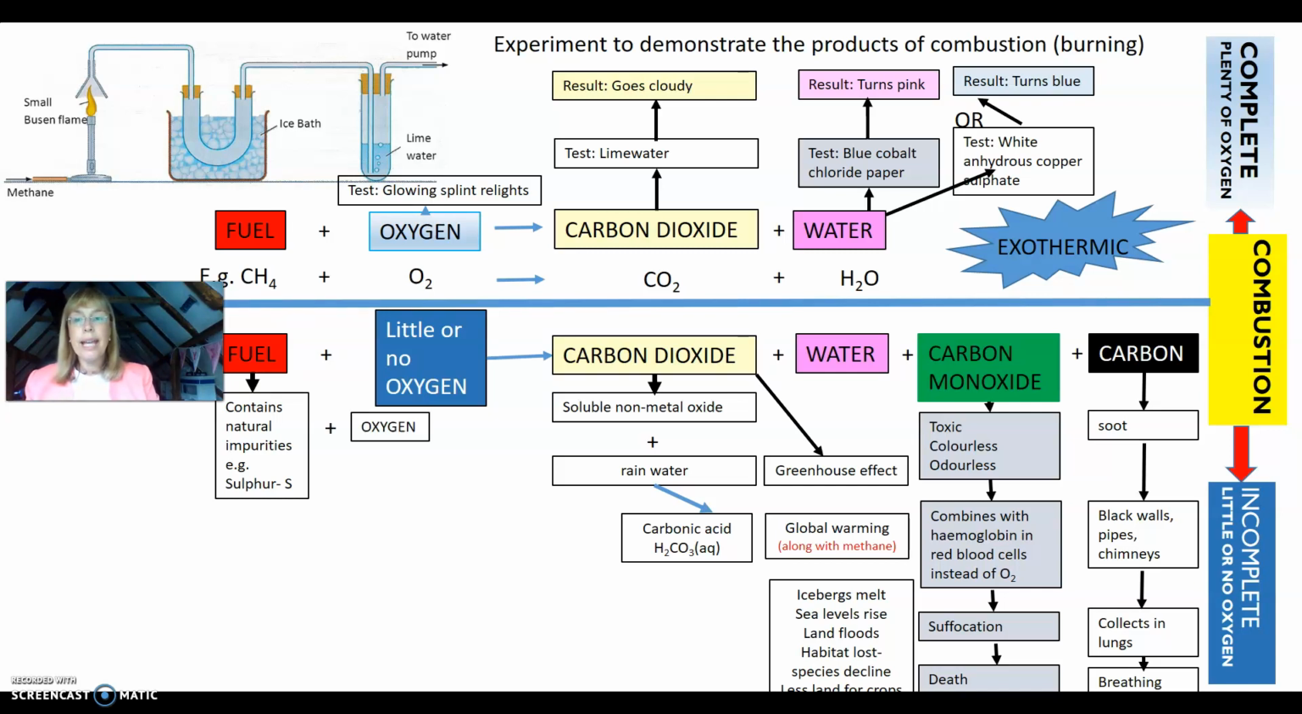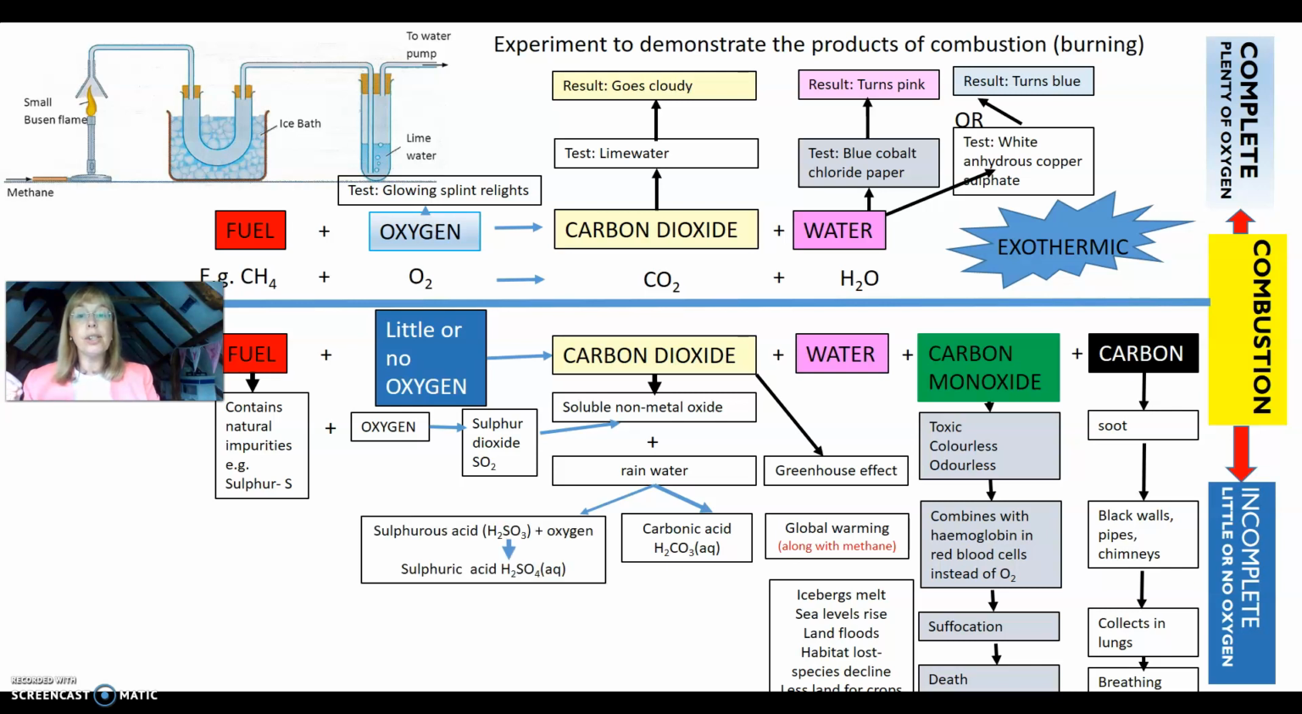Now, we know that very often fuels have naturally occurring impurities inside them, like sulfur. And we know that if sulfur in the fuel reacts with oxygen, again an oxidation reaction because oxygen's being added, it forms sulfur dioxide, another soluble non-metal oxide. And this time, when sulfur dioxide reacts with rainwater, it produces sulfurous acid, H2SO3, and that continues to react with oxygen, and it forms sulfuric acid, H2SO4. And that, of course, is acid rain.